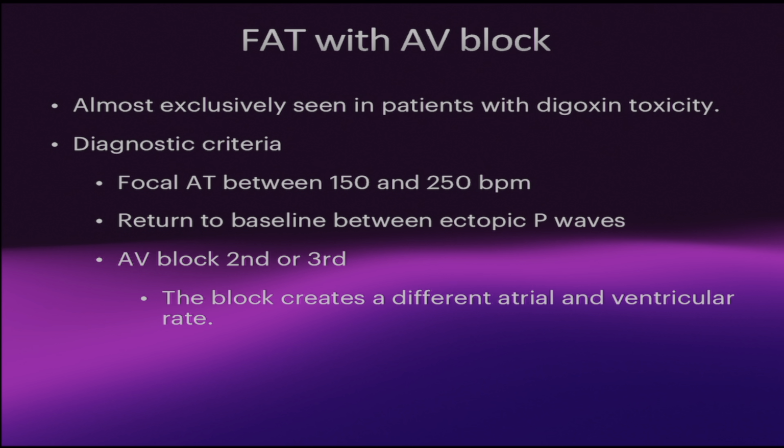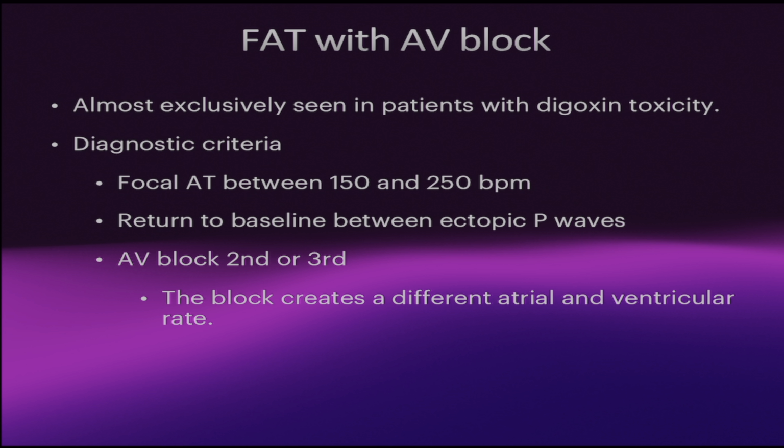This slide is similar to what I talked about on the last slide, where the AV node blocks some of the impulses in a focal atrial tachycardia. We almost exclusively see that in patients with digoxin toxicity, which is a cardiac medication that can cause various types of arrhythmias. The AV block in this case, like I said, is a protective mechanism to block some of the atrial impulses so that the ventricles have time to fill.